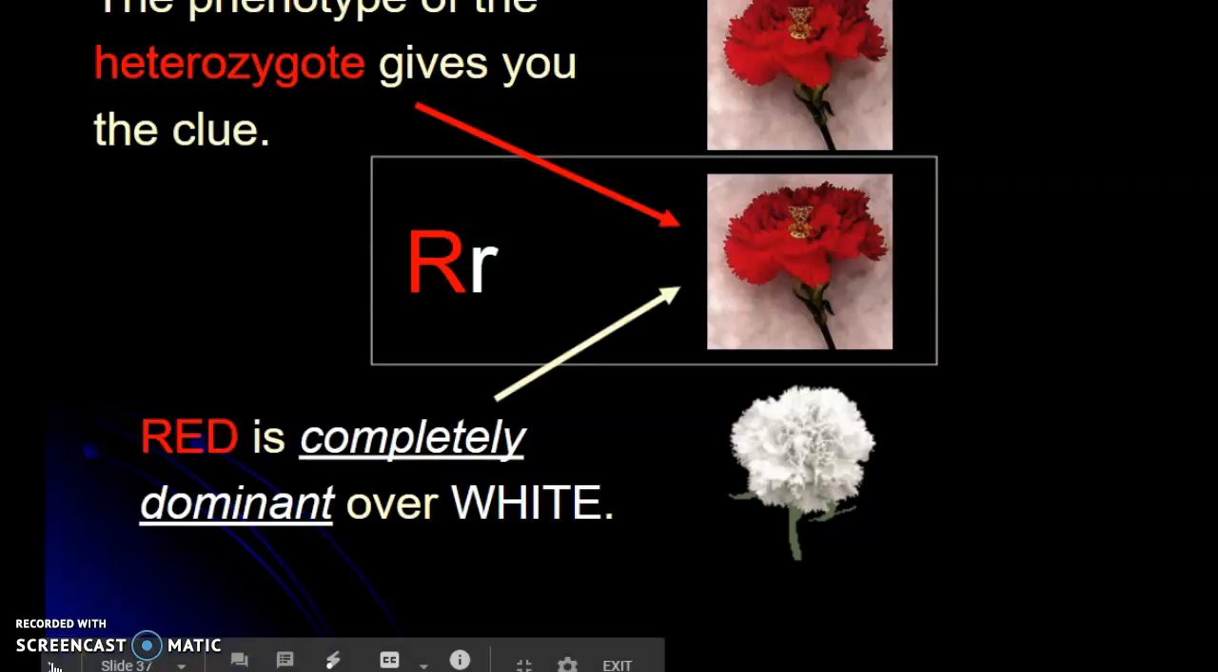All right. So if we look at the heterozygote and we see that, hey, there's a red thing there, we know that R is the dominant gene. It's completely dominant to the white gene.